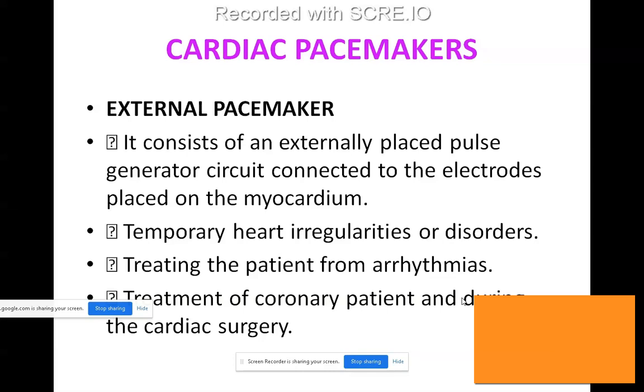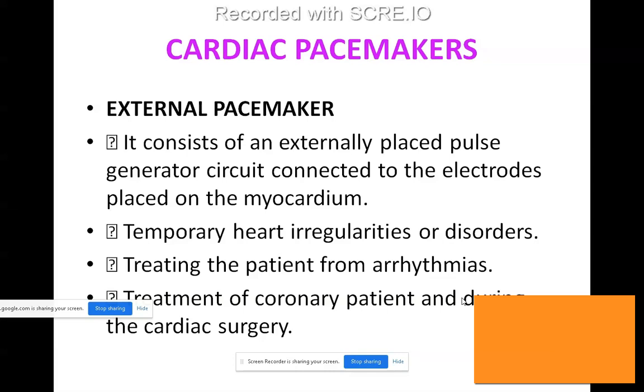Temporary pacemaker, okay. So in case of temporary heart attack or mild attack, at that time you will be selecting the external pacemaker to use. It consists of an externally placed pulse generator circuit connected to the electrodes placed on the myocardium. The electrodes will be placed in the chest, that is outside of the body.